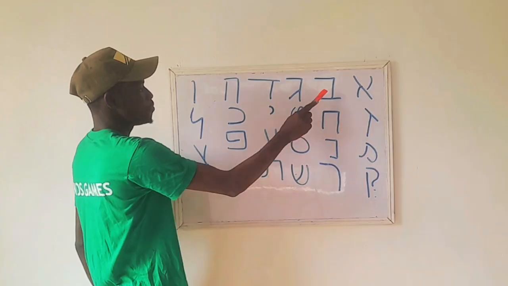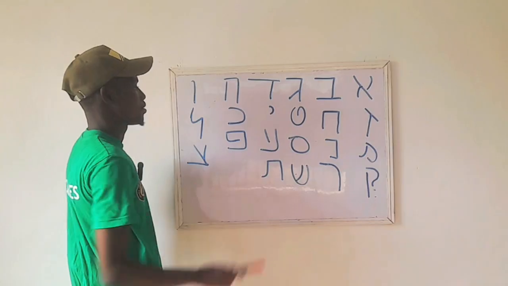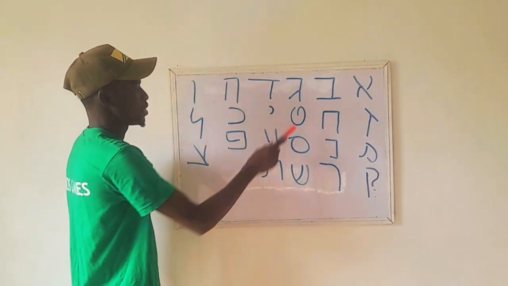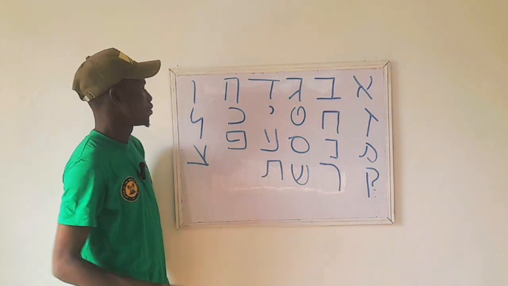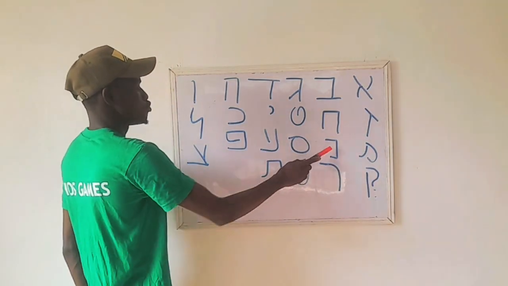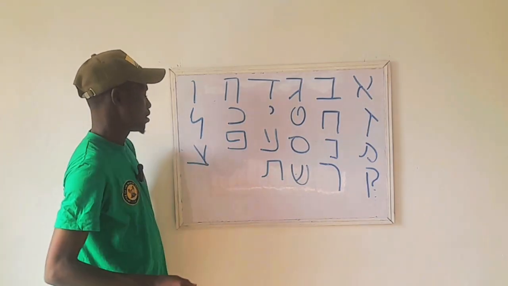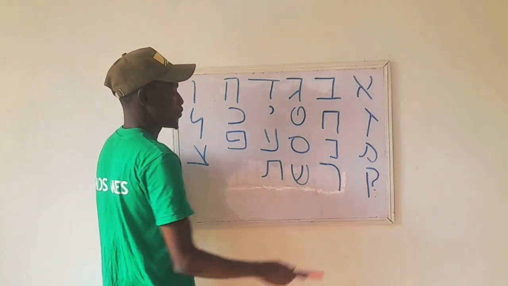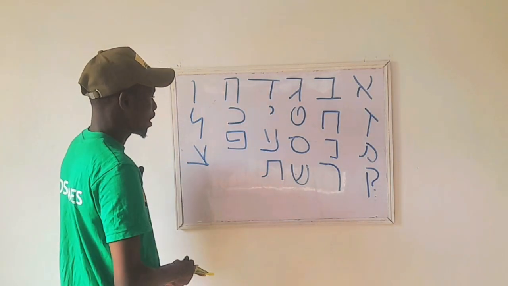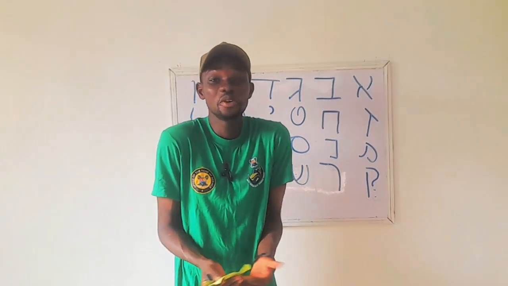Aleph, Beit, Gimel, Dalet, Hey, Vav, Zayin, Kate, Tate, Yod, Kaf, Lamed, Mem, Nun, Samek, Ayin, Pei, Sad, Kof, Resh, Shin, and Tav. Alright, so that is the Hebrew 22 alphabet, and we are done with the alphabet.